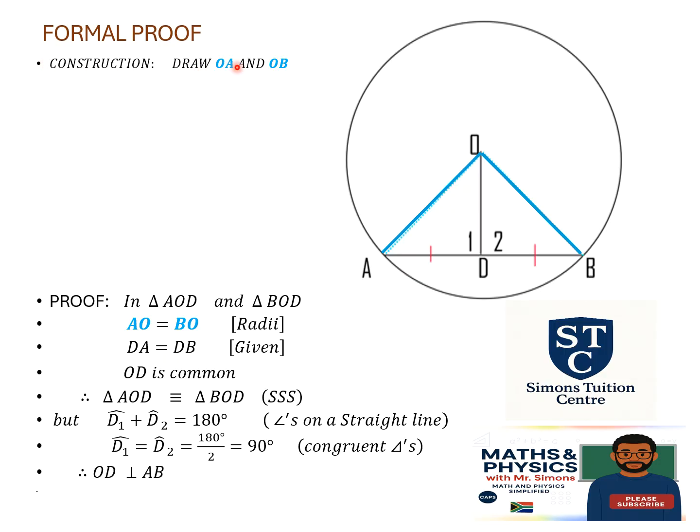First we're going to draw OA and OB. You get 1 mark for that. So we draw a line from O to A and a line from O to B. That way I've completed the triangles: you can see there's a triangle AOD and a triangle BOD. Any line from the center of the circle to the circumference is called a radius. So I can say in triangle AOD and triangle BOD, AO equals BO, they are radii, so they must be the same length.